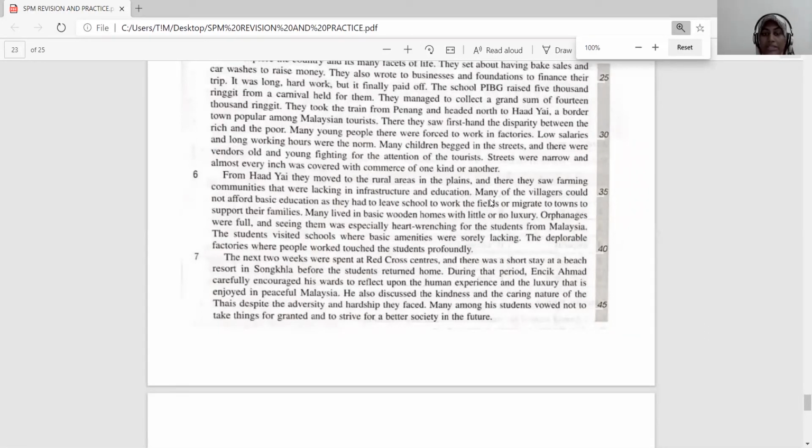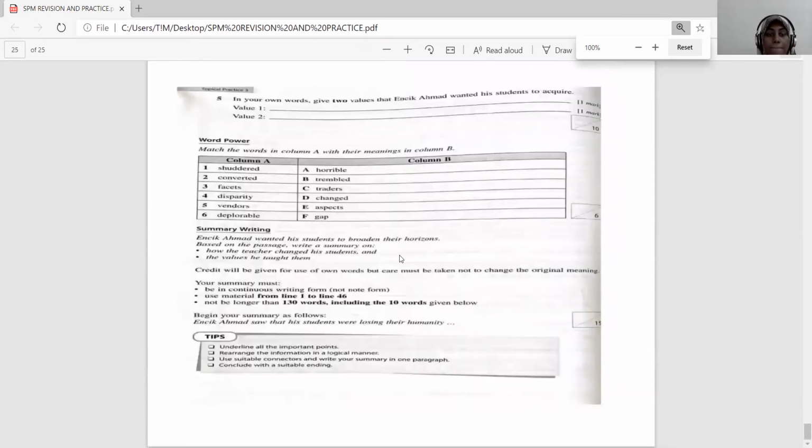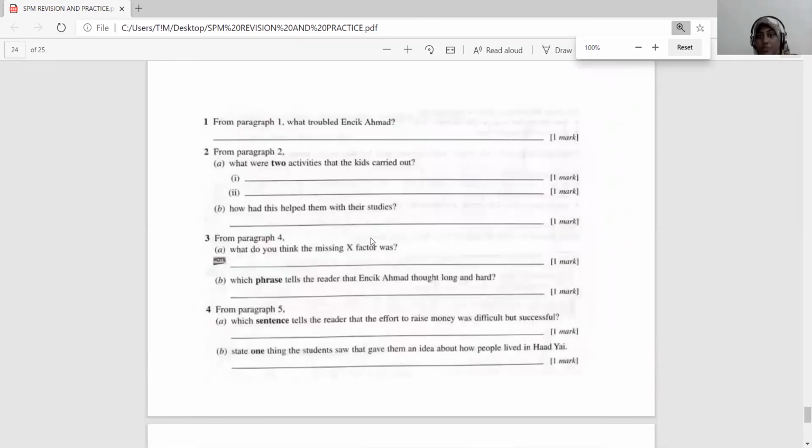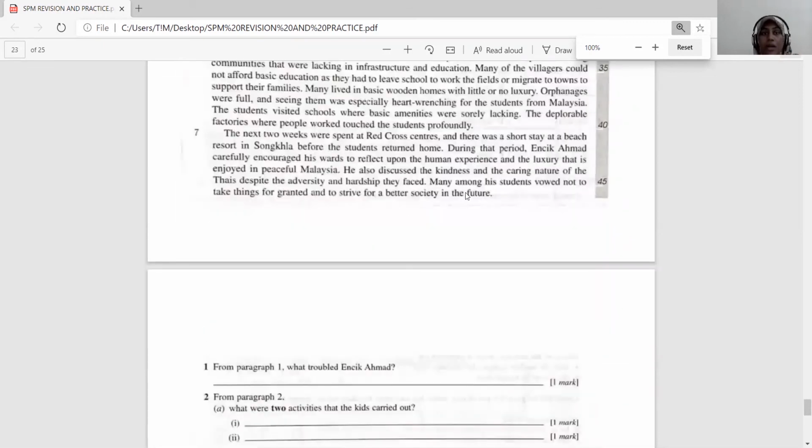Okay, so during the stay, what they reflected means what they have learned. They have two questions here. First thing, how the teacher changed his students and the values he taught them. So how he changed them by being the X factor in them. Okay, what did they reflect? Reflected means what they get. Okay, he encouraged his wards to reflect upon human experiences. All right, and he also discussed kindness and the caring nature. Okay, so they learn about being kind and caring, despite the hardship that they face.